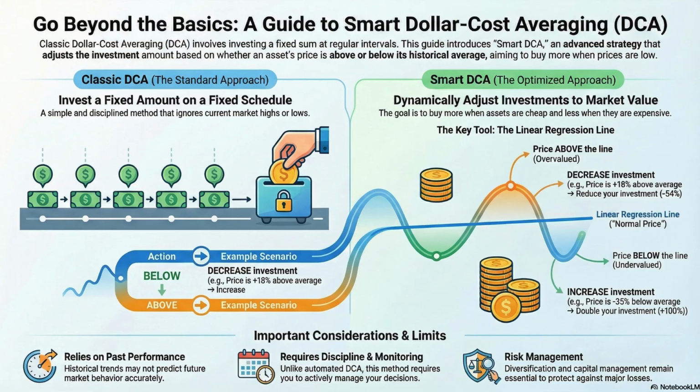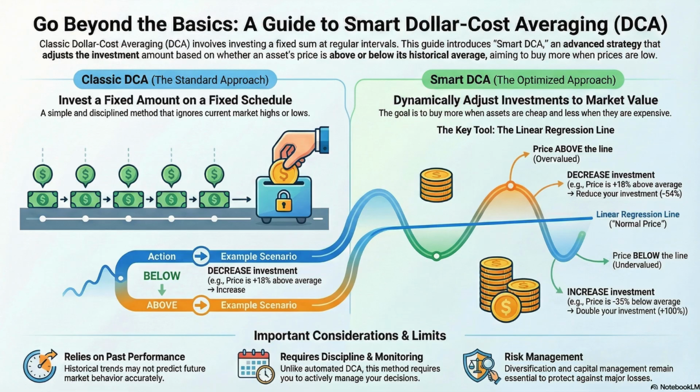This truly automates the behavioral discipline required. It literally tells you to buy more when others are panicked and to slow down when others are gripped by euphoria. It replaces that gut feeling with cold, objective mathematics. And that leads us perfectly into the trade-offs. What are the necessary burdens and limitations for gaining this optimization?